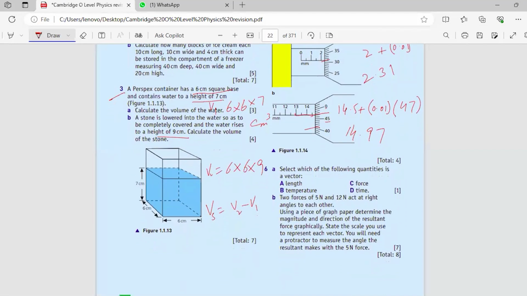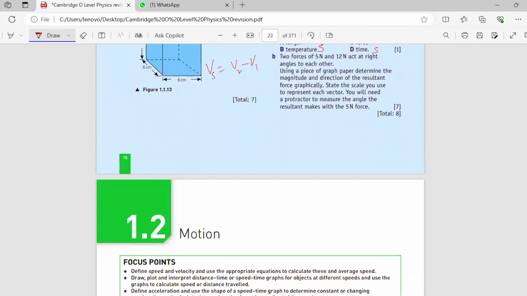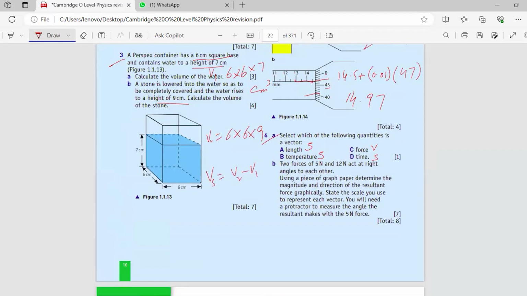And if we see question 6: length is a scalar, force is a vector, temperature is a scalar, and time is a scalar quantity. This is all about chapter 1.